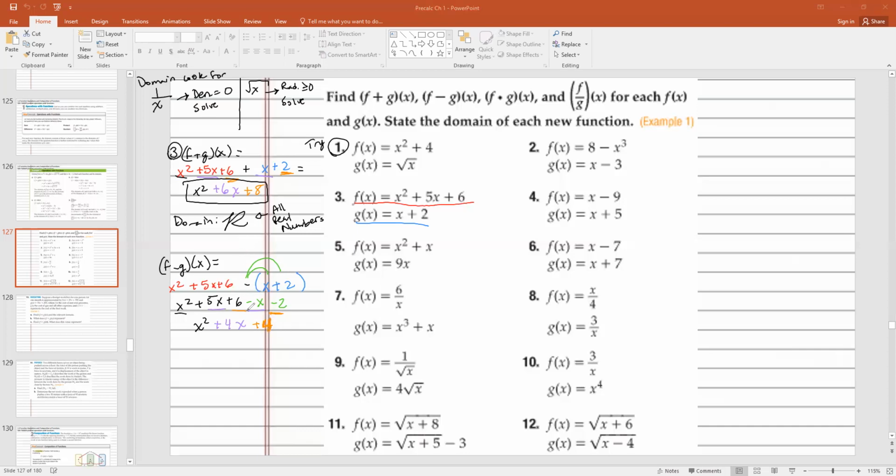All right. And we don't have any x's in the denominator. We don't have any x's in the square root. So this one is all real numbers. The domain is all real numbers again.